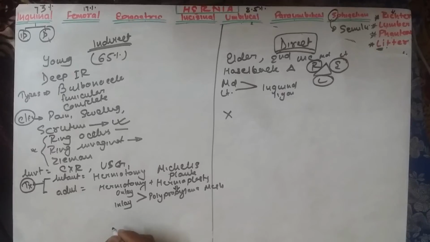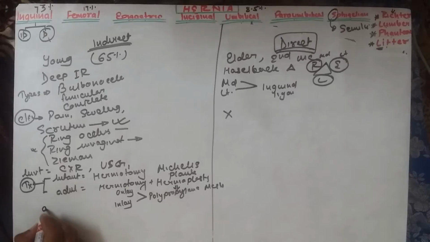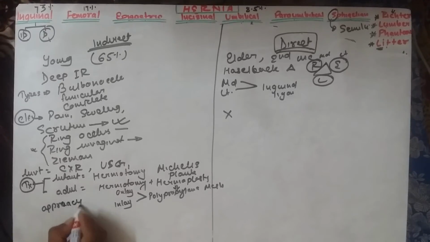For hernioplasty we have different approaches for different patients, and we should remember the names of some of these approaches. It can be either Bassini repair or Shouldice repair. The approach names are Bassini repair or Shouldice repair.